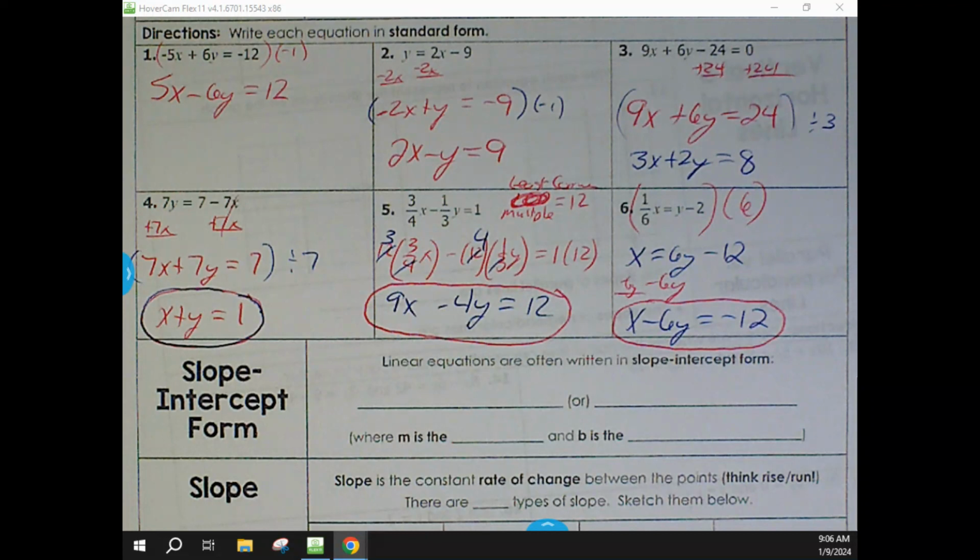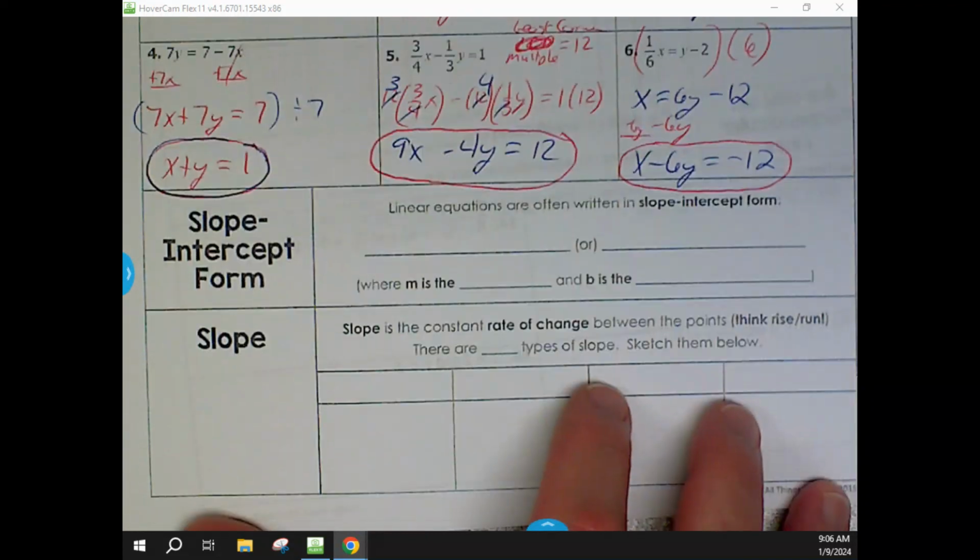Okay, slope-intercept form. All right, here's the one that everybody remembers. This is what we do when we're graphing everything.